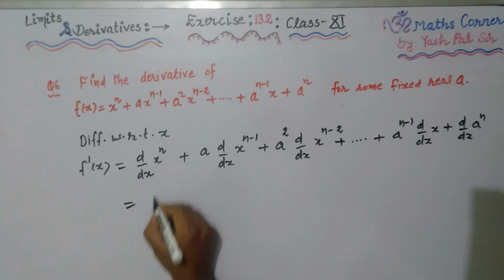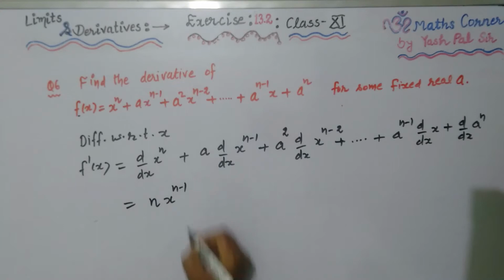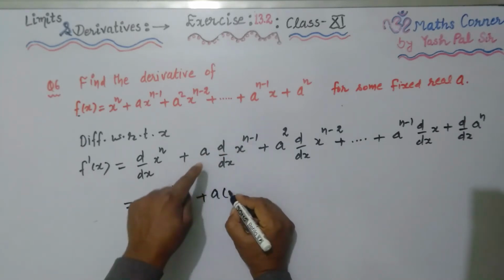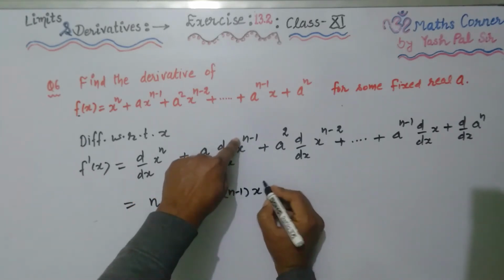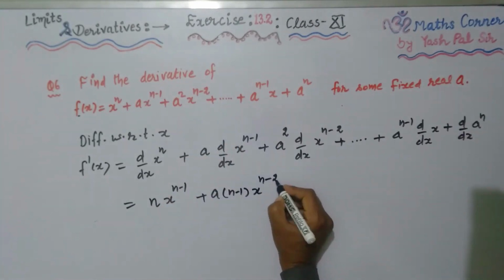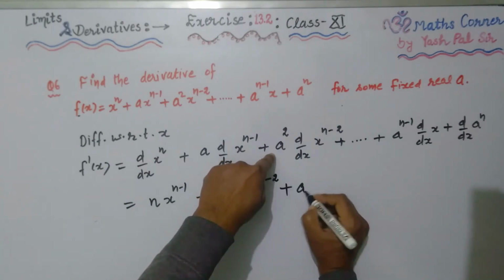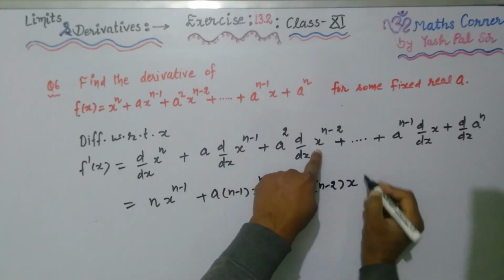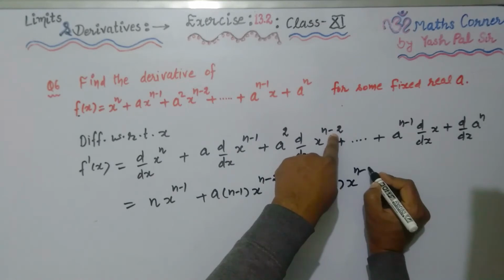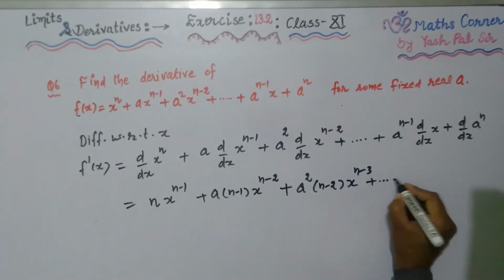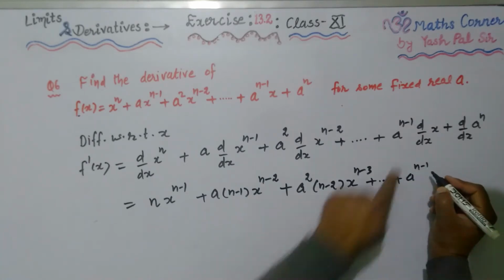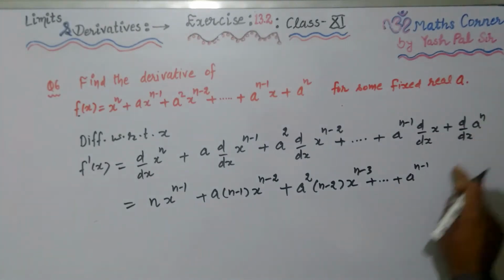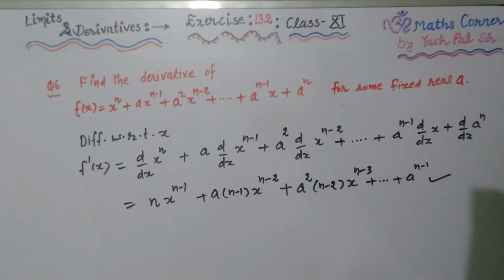So what happens? This becomes n into x power n minus 1 plus here a into, this power will come here, n minus 1 into x power n minus 2, as the power is decreased by one. Next is plus a square into n minus 2 into x raised to power n minus 3, plus and so on, a raised to power n minus 1, and derivative of x is 1, and the derivative of a purely constant number is 0. So this is the answer to the question.